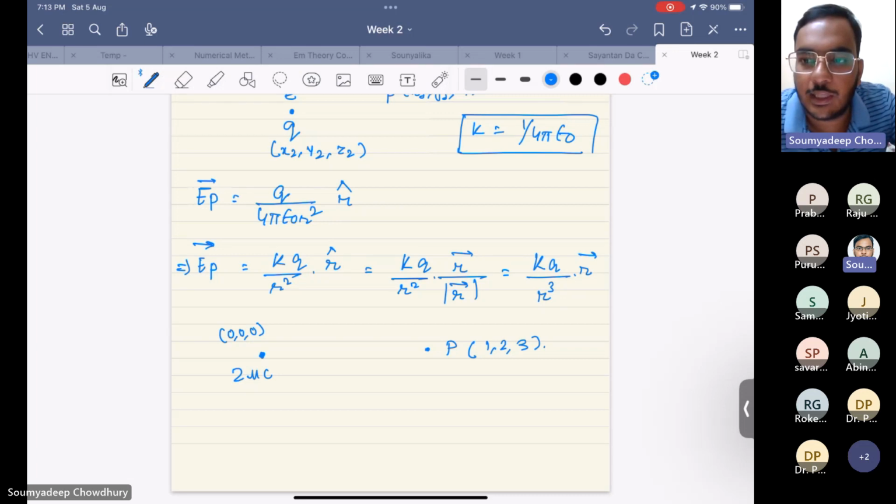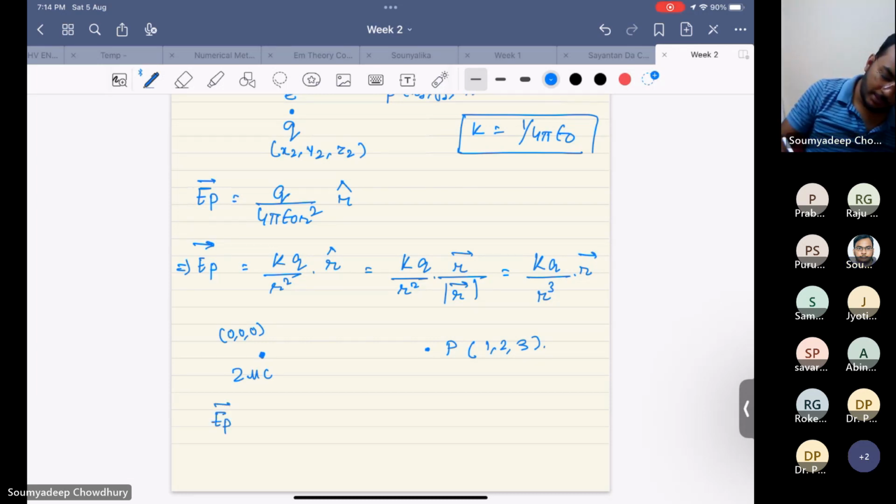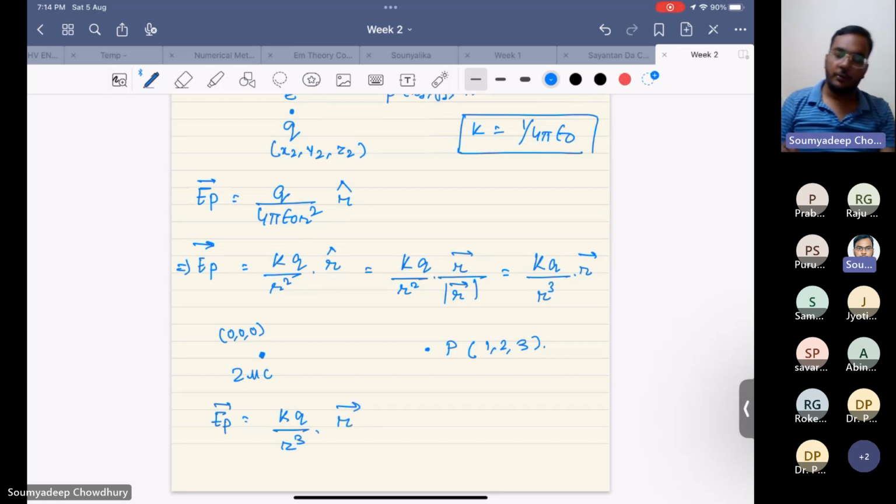Anyone? Dr. Valsalal, you can try it out. Anyone can try, just tell me the procedure, how we can calculate the field. First of all, we want this E at P, KQ by R cube dot R vector. So K we know is 1 by 4 pi epsilon. Q I have given you, 2 microcoulomb. So what we need here is R, right? So what is R vector here? Can anyone tell?